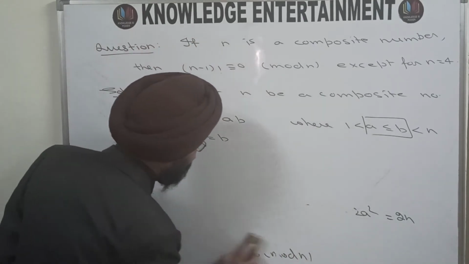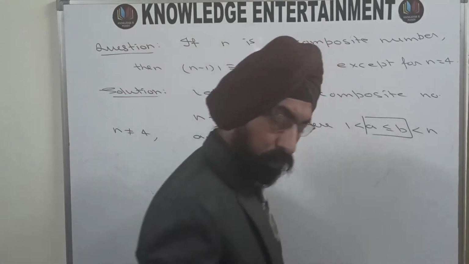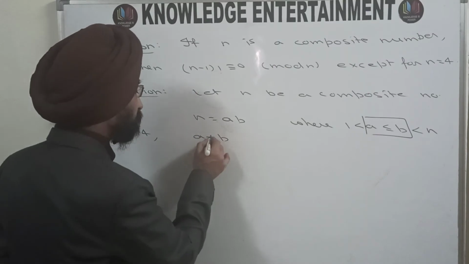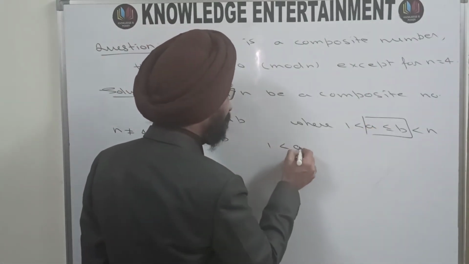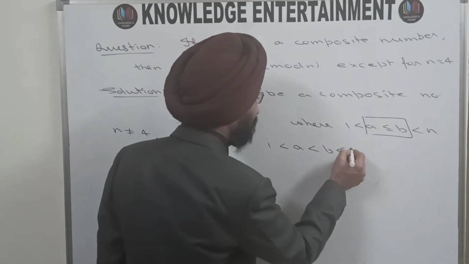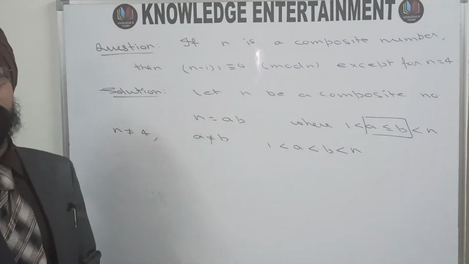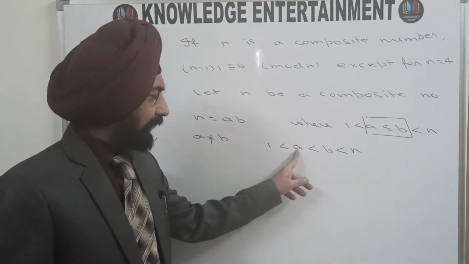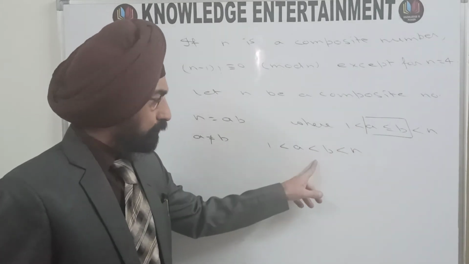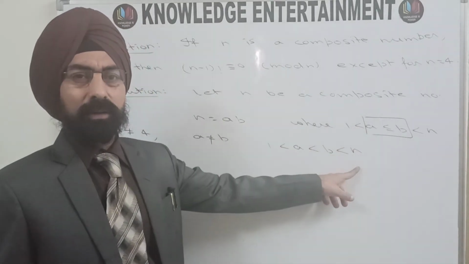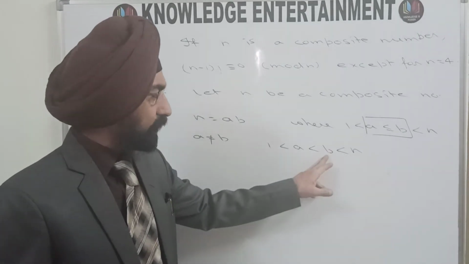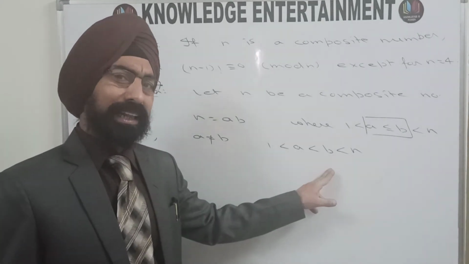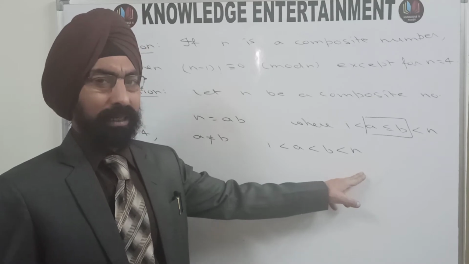So the other case, when A is not equal to B. A is not equal to B means 1 is less than A, which is less than B, which is less than n. This is the case now. Once again, A is less than B, and B is less than n. B can be at the most equal to n minus 1, because B is strictly less than n.